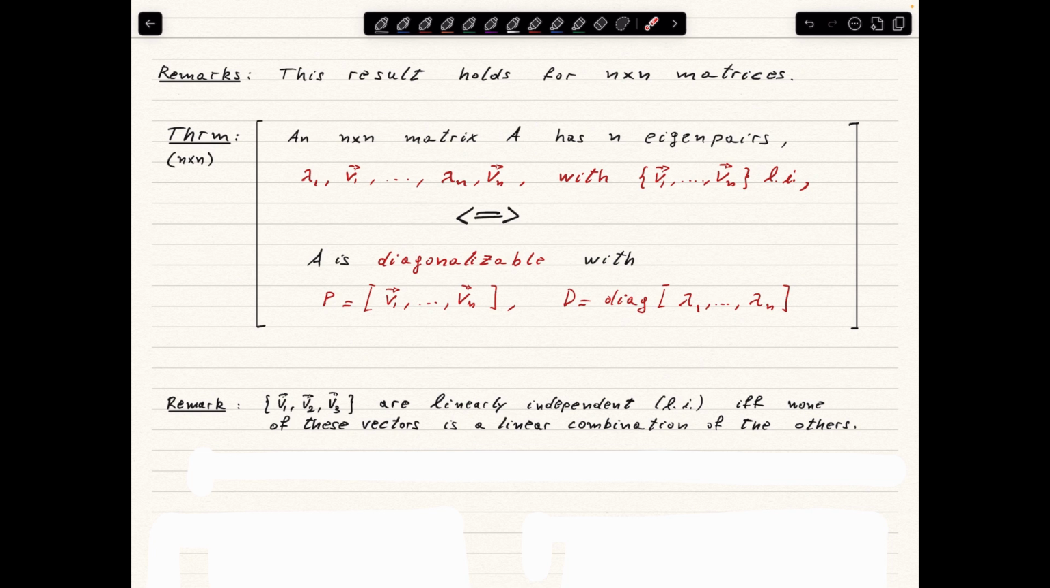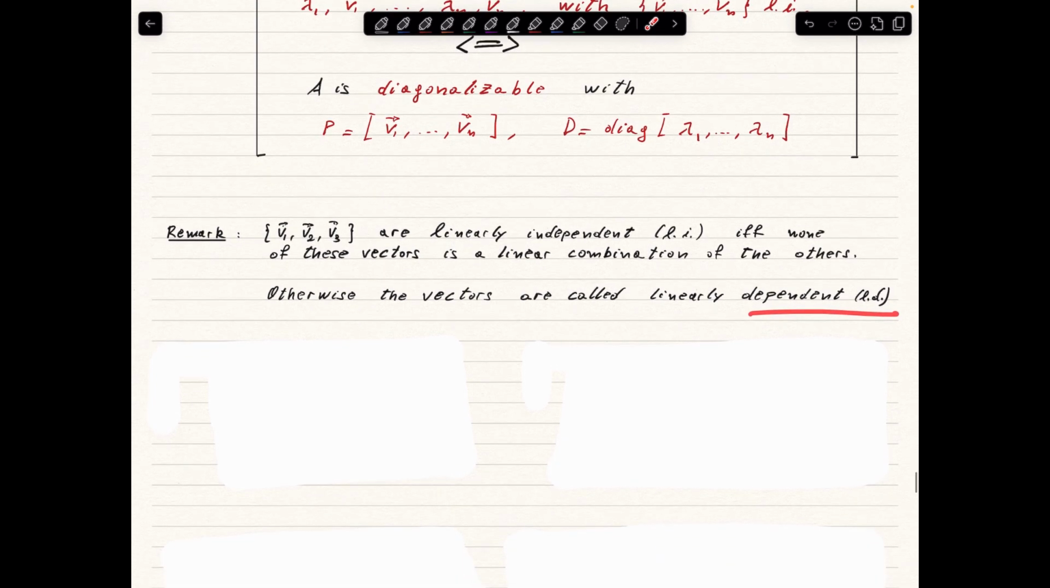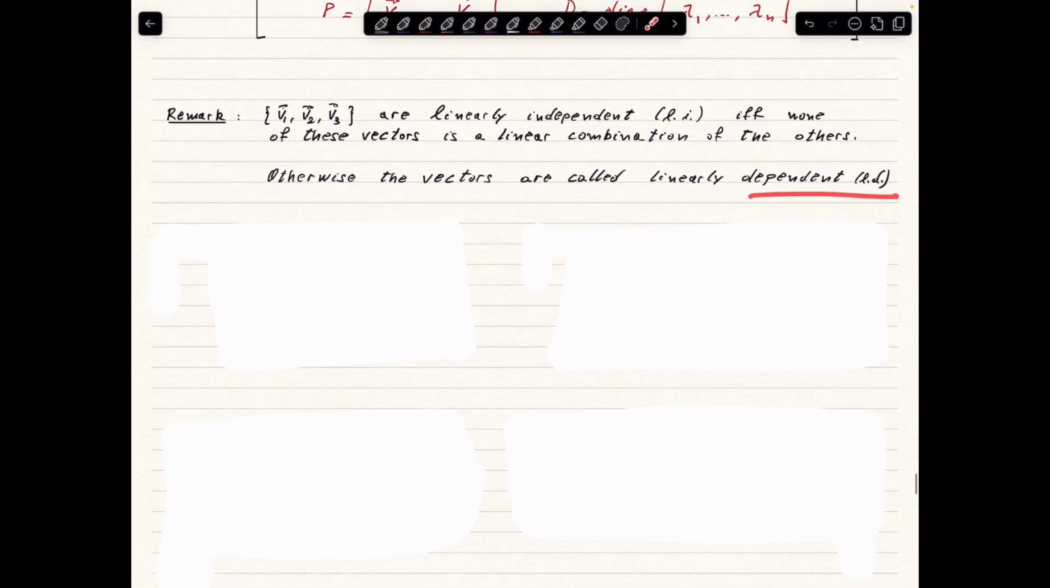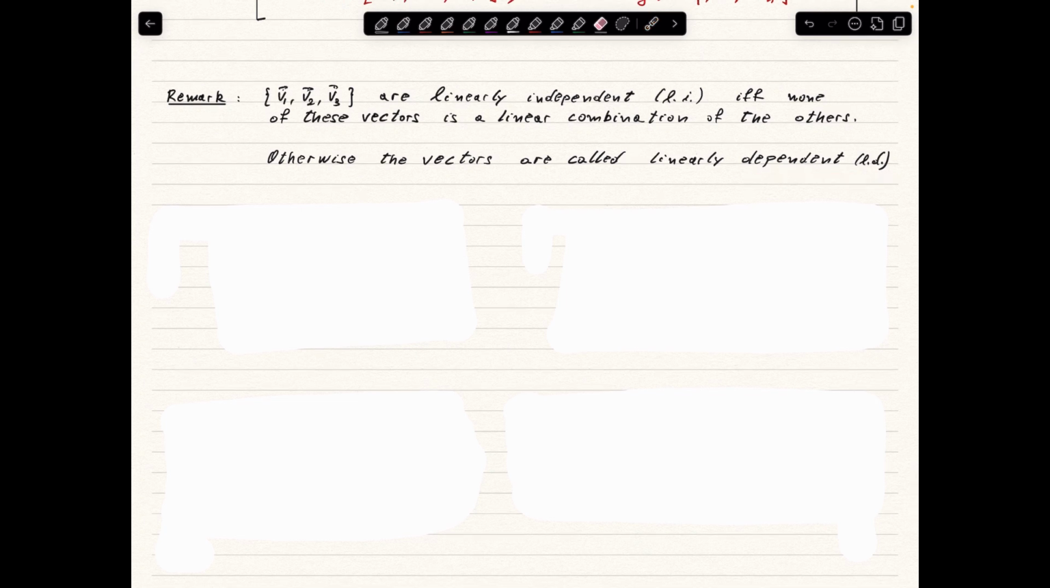If one of the vectors is a linear combination of the others, we say the vectors are linearly dependent. So what do we mean by none of the vectors being a linear combination of the others? Well, here we have a few examples to try to understand that. These 3 vectors are mutually perpendicular, the vectors i, j, k, mutually perpendicular in R3.